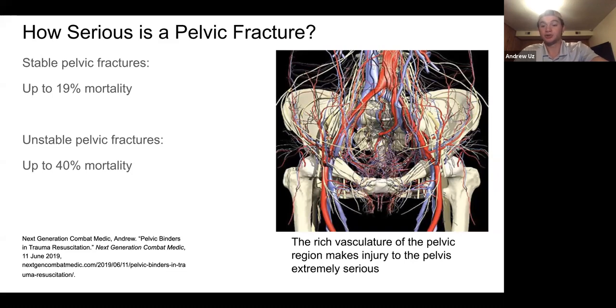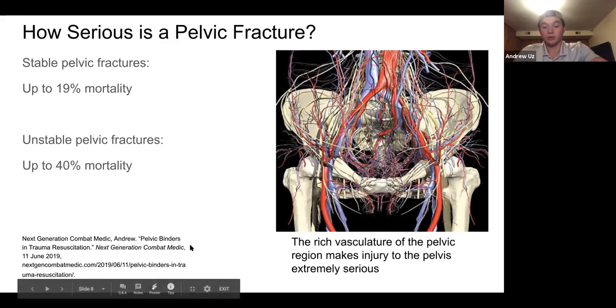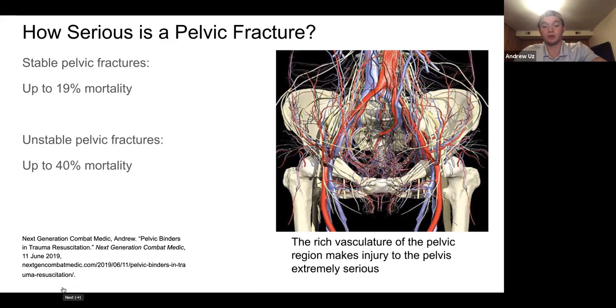So again, just to show this picture here, if you look at all these blood vessels, can you imagine if something were to cause a laceration to any of these? You can have significant bleeding. And due to the fact that there's kind of a lot of open space in this area, you can bleed into the pelvis. You can lose almost all of your blood volume before there's even outward signs like bruising or distension. So it's very important to think about the pelvis as something that can be injured and something that needs to be assessed.